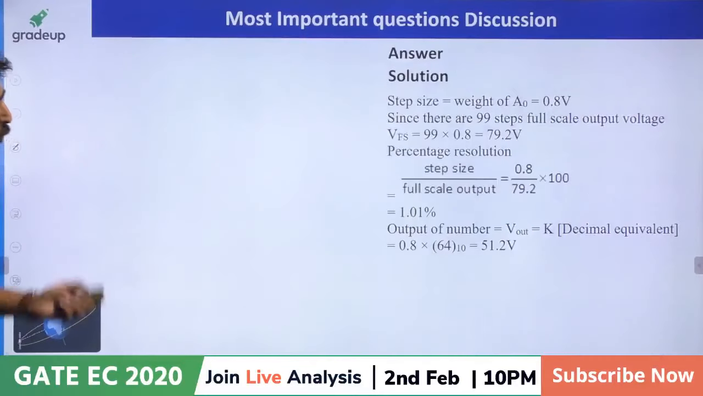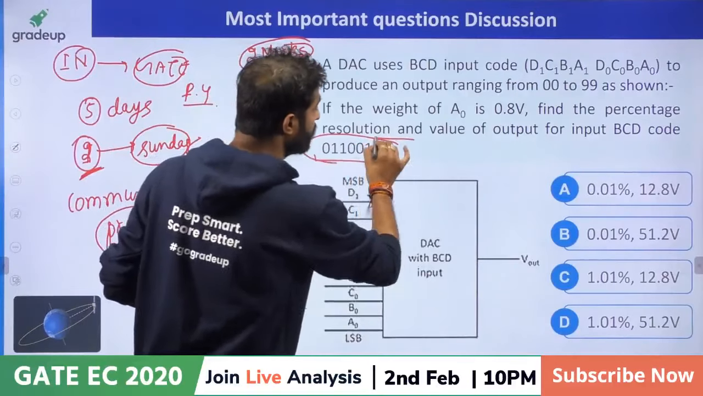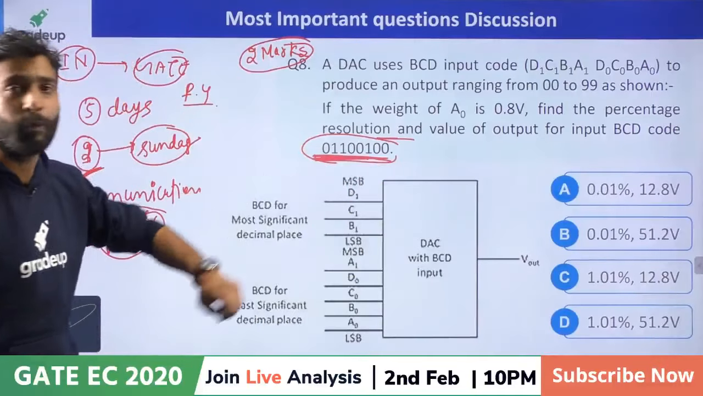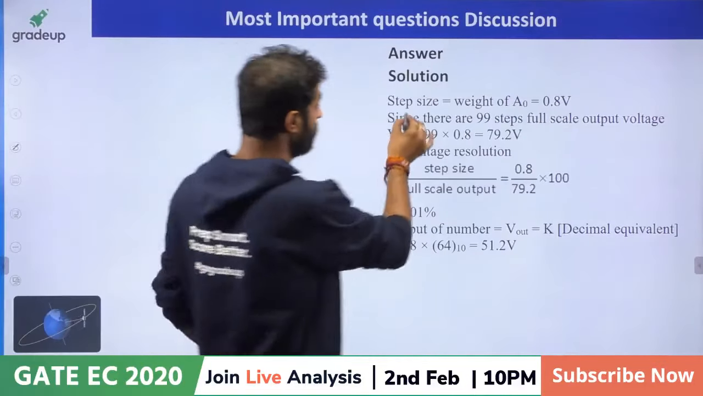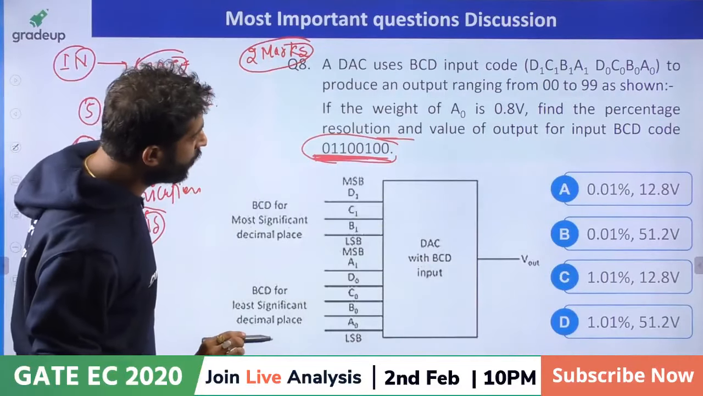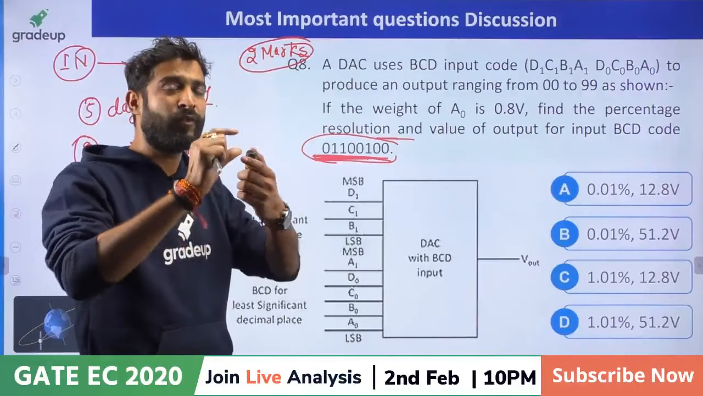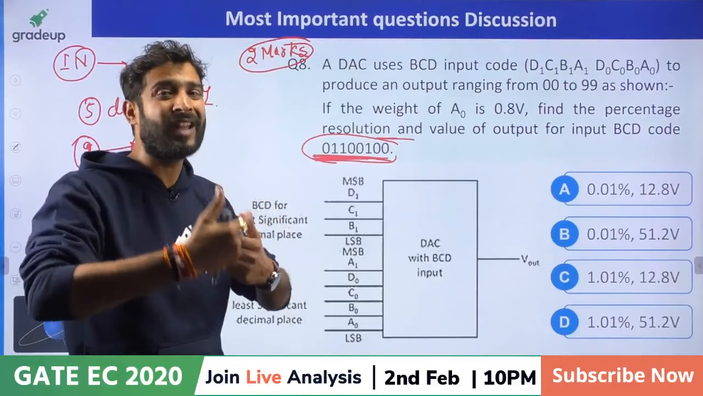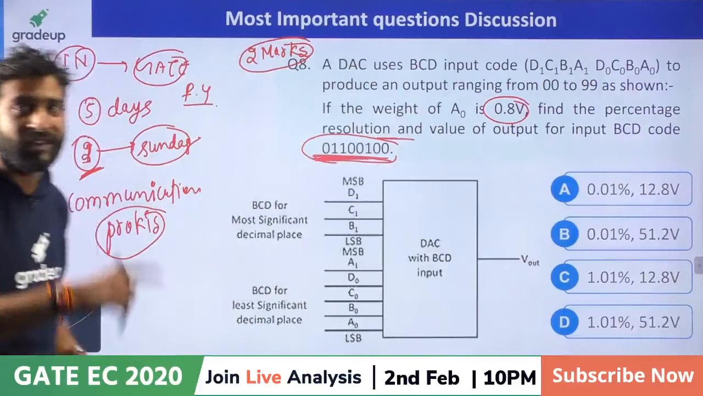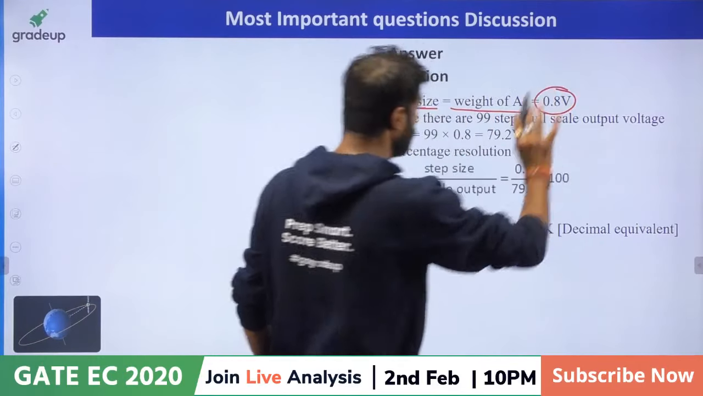Okay, my dear friend, if you want to solve this question, read the question carefully. First we want the resolution, and the output of the BCD for this input. If this input is given to the BCD, then we have to find out the output. First remember, what is the step size for this? Step size is already given in the problem. A change of 1 bit in the LSB corresponds to a change in the analog output, which gives you the resolution, that is the step size. So the step size is directly given in the problem, that is 0.8, the weight of A naught.